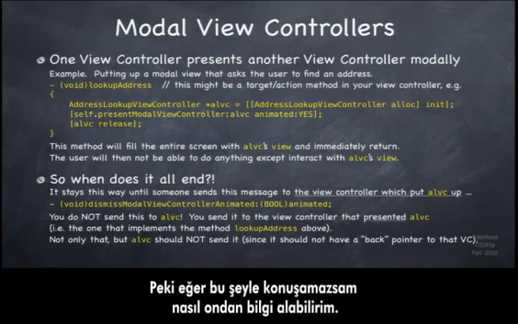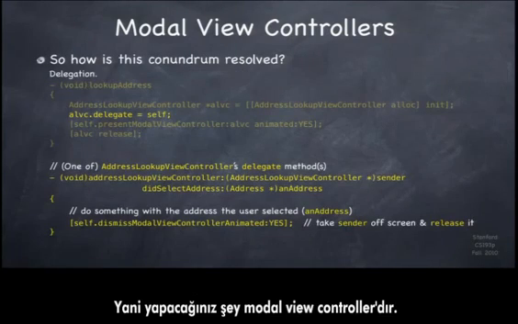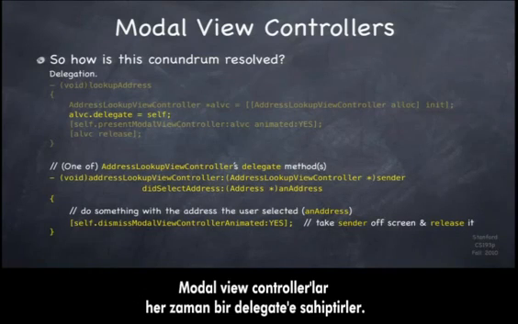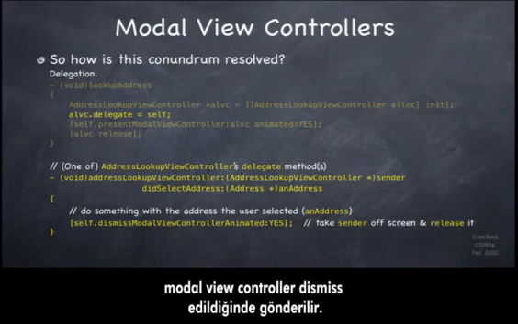How do I get the information back if I can't talk to that thing? And the answer is delegation. So what you're going to do is, the modal view controllers always have a delegate. And that delegate is always going to have a method that it sends when the modal view controller is dismissed.